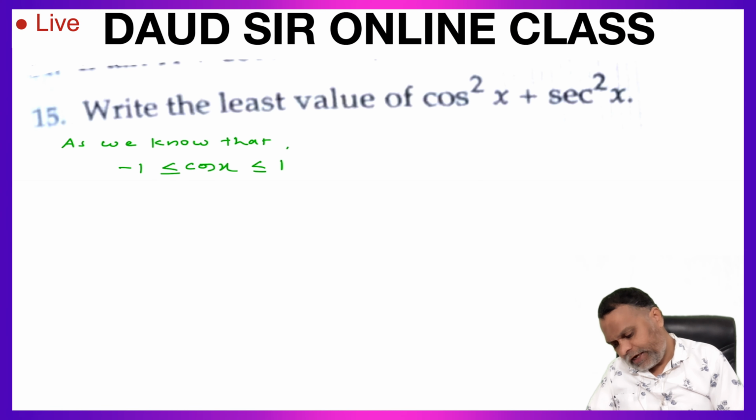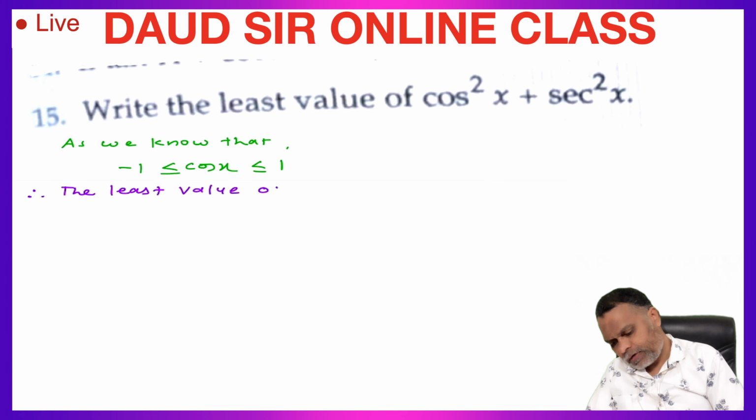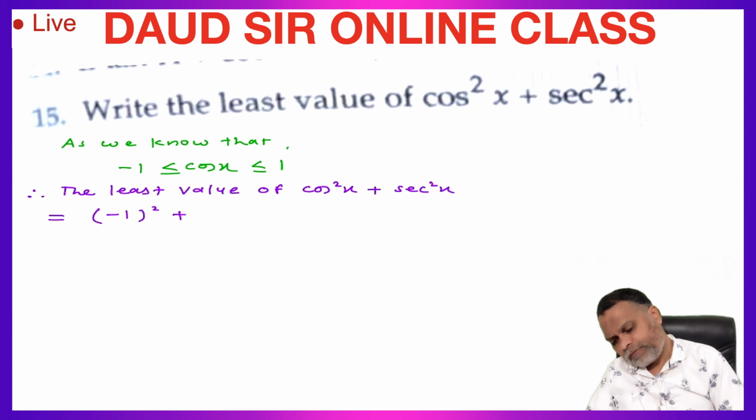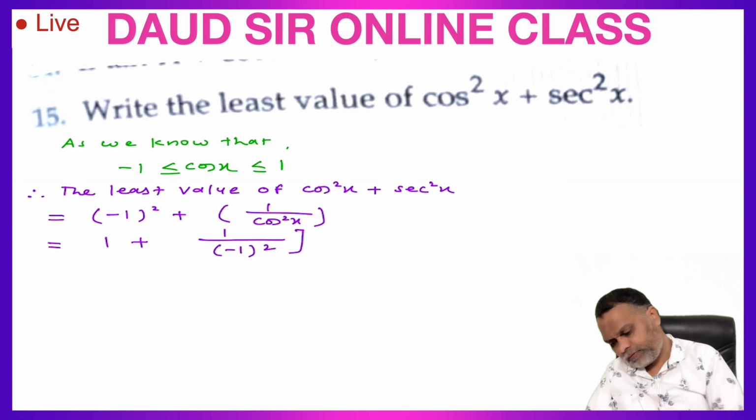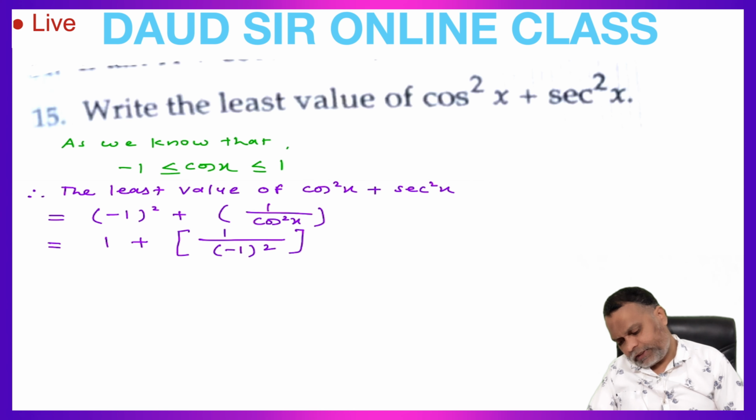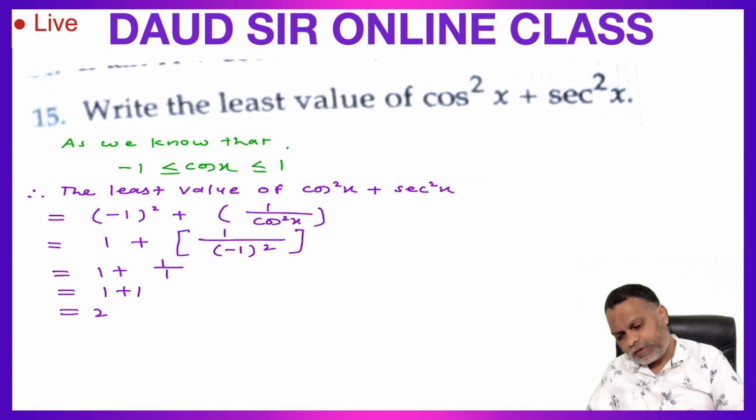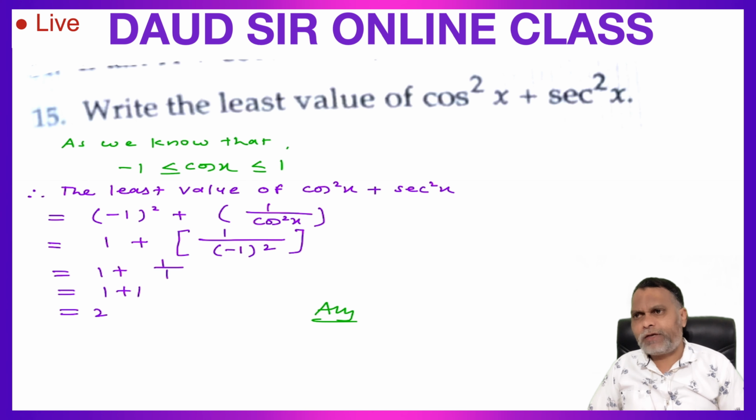Therefore the least value of cos square x plus sec square x is equal to, the least value of cos x being minus 1, minus 1 square plus, sec square x can be written as 1 upon cos square x, so 1 upon minus 1 square, which is 1 plus 1, that is 2. So this 2 is the least value of cos square x plus sec square x.